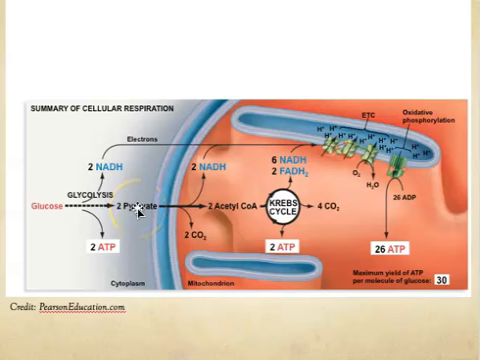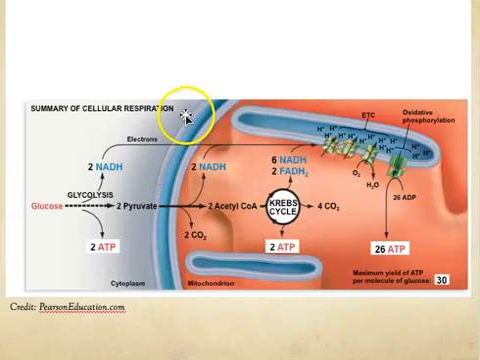Bonds are broken, electrons are released. Those electrons are going to be harvested or captured by NADH. Along the way, a couple of ATP get made. The pyruvate then moves from the cytoplasm into the matrix of the mitochondria.